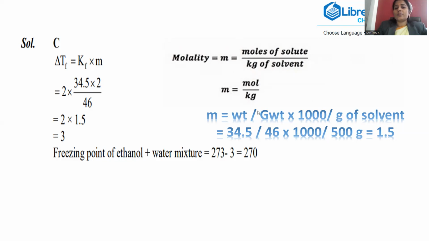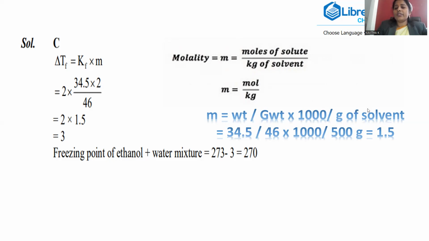Molality is equal to moles per kg. That can be simply written as weight by gram molecular weight into 1000 by grams of solvent. Weight of ethanol added is 34.5 grams. Molecular weight of ethanol, given in the problem itself, is 46. 1000 remains as the same numeral.